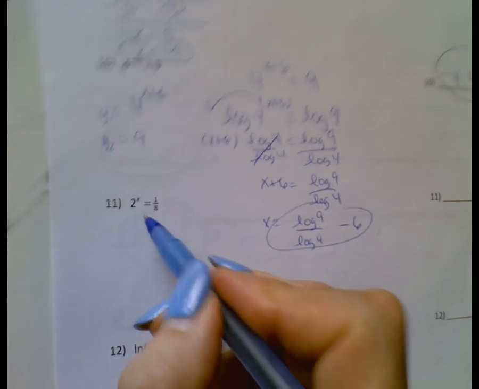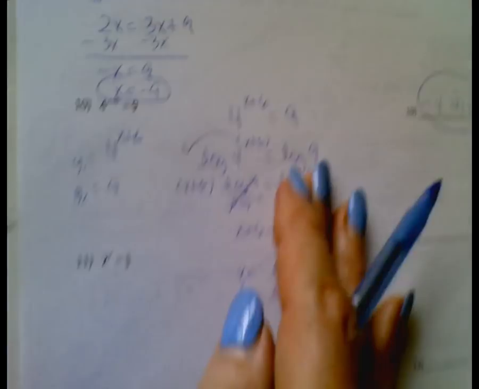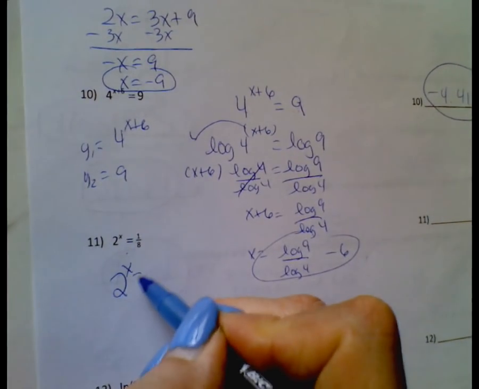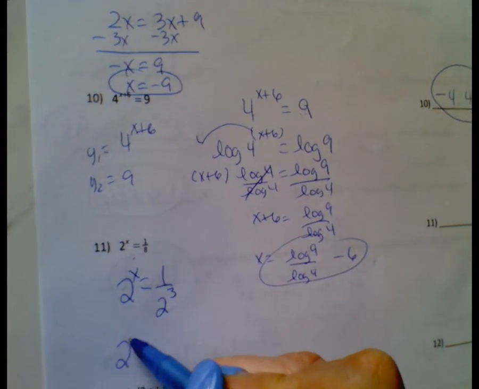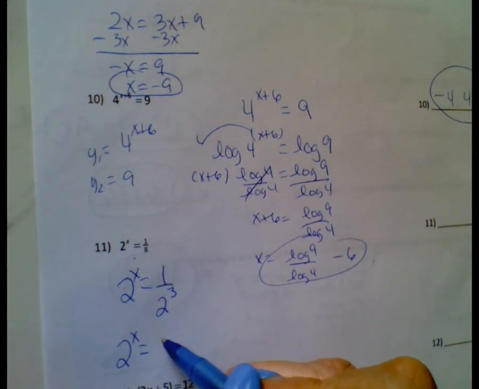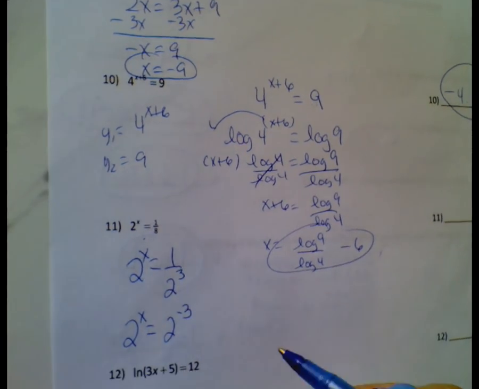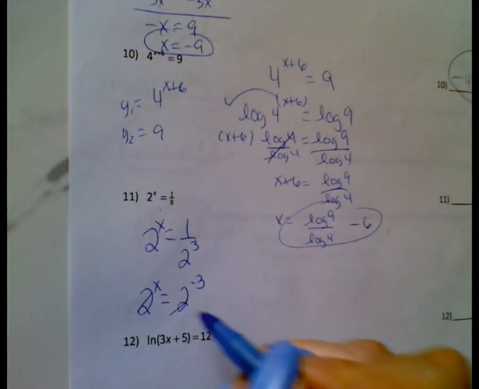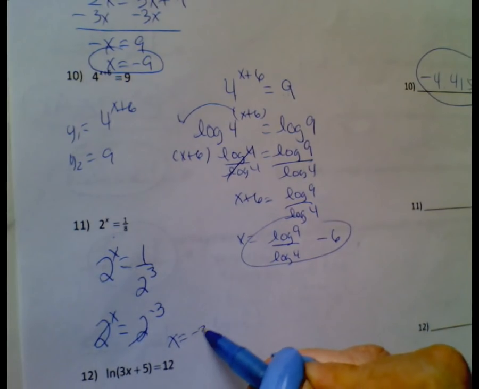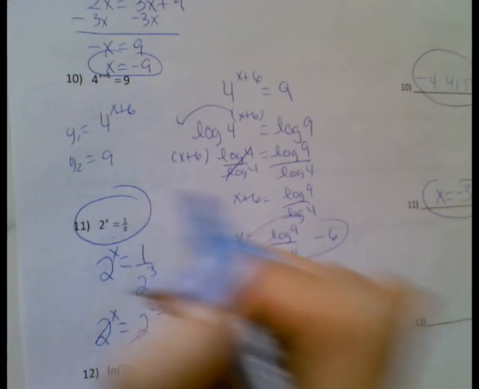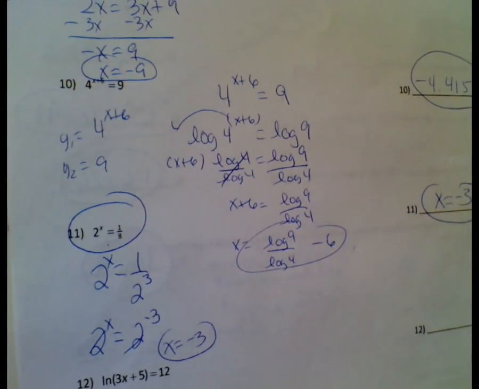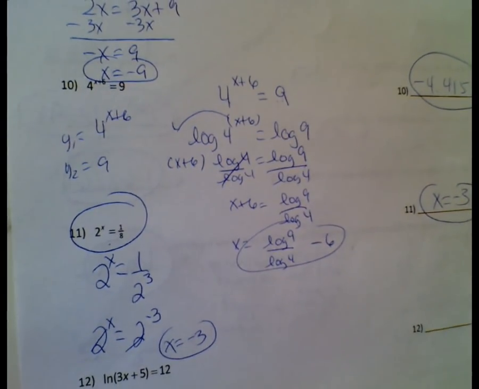I'm going to do 11 like I did 9, changing these to the same base. So this is 2 to the x. 1/8 is really 1 over 2 to the 3rd. And if it's in the bottom as a positive 3, it's in the top as a negative 3. So the 2's cancel and you get x equals negative 3. And that's your answer. Feel free to do that in the calculator right now. You'll get a negative 3.